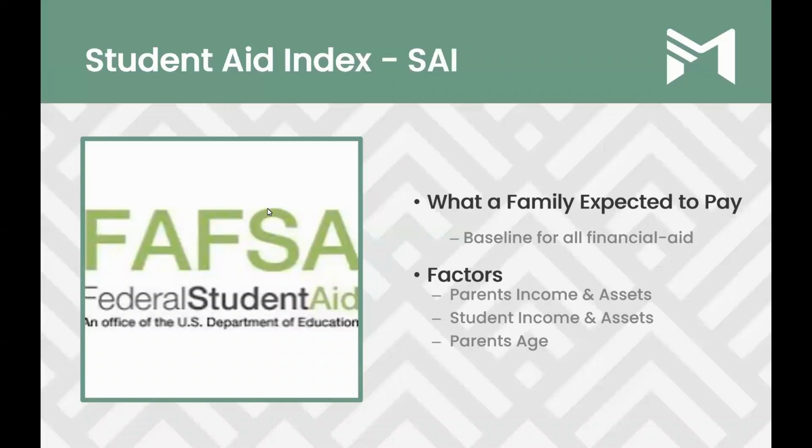My recommendation is every family with a ninth grader should know what they're going to be expected to pay. And now you'll be able to calculate exactly what your student aid index is. The student aid formula is a formula used by the federal government to determine how much you can afford to pay per year per child to send them off to college.